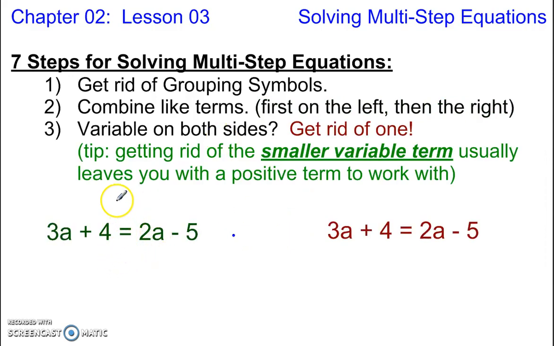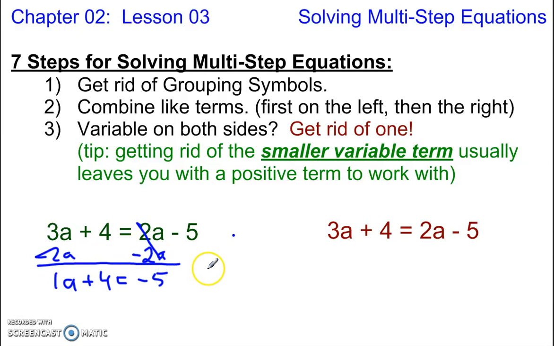All right. If there's a variable on both sides, step 3, get rid of one of them. Now here's my tip. Getting rid of the smaller variable usually leaves you with a positive term to work with. It doesn't matter, you can pick either one. My recommendation is get rid of the smaller one. If I subtract 2a from each side, this cancels out. I carry down 1a, or a plus 4 is equal to negative 5.